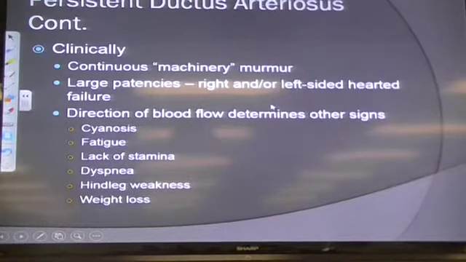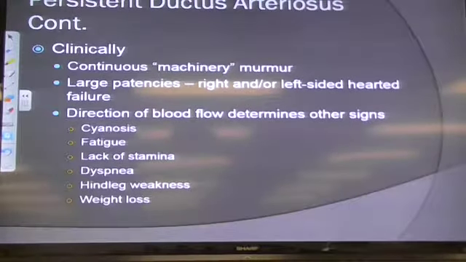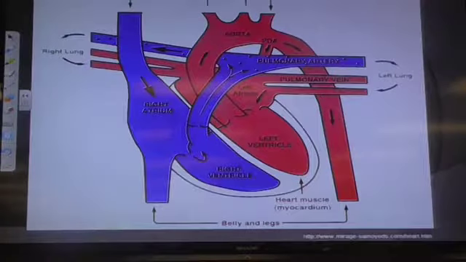But once that happens, and which usually will happen, especially if it's a larger patency, over time, these are some of the clinical signs you'll see: cyanosis, fatigue, lack of stamina, dyspnea, hind leg weakness, and blood loss. Okay.